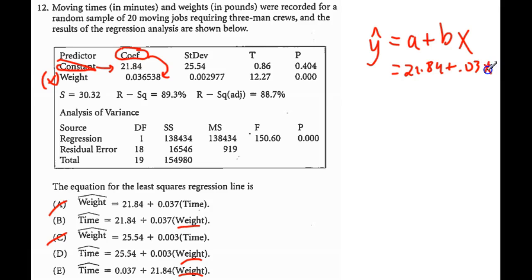Or actually, we wouldn't say x. We would put in the word, which is weight. Same thing for y. Instead of saying y, we say the predicted y. In fact, we would say, what is it, moving times in minutes. So moving times. And so you can see this matches 21.84 plus this. B is the correct answer on this one as well.